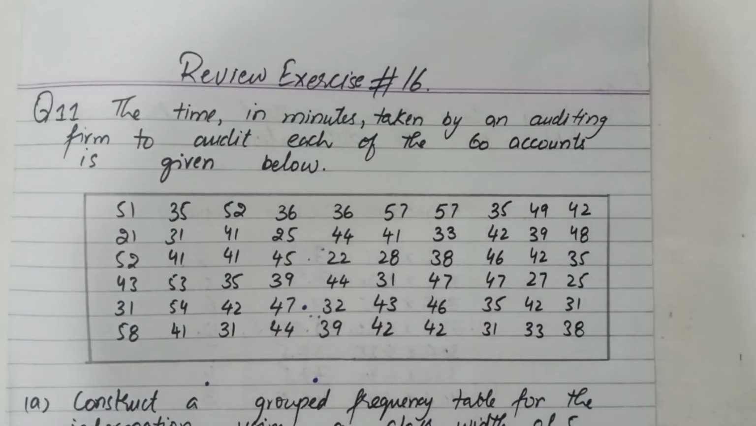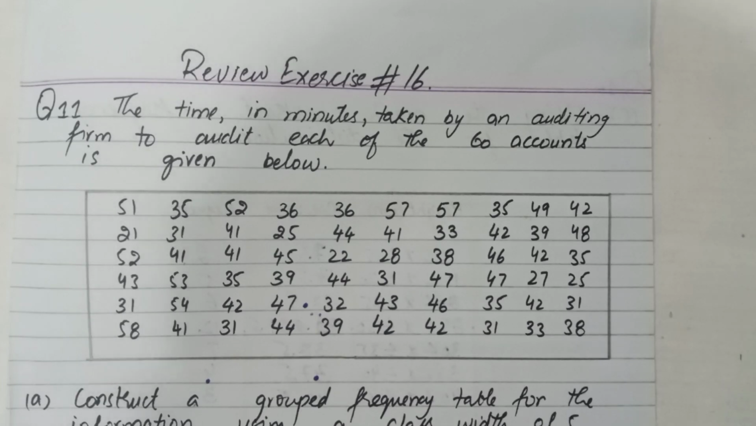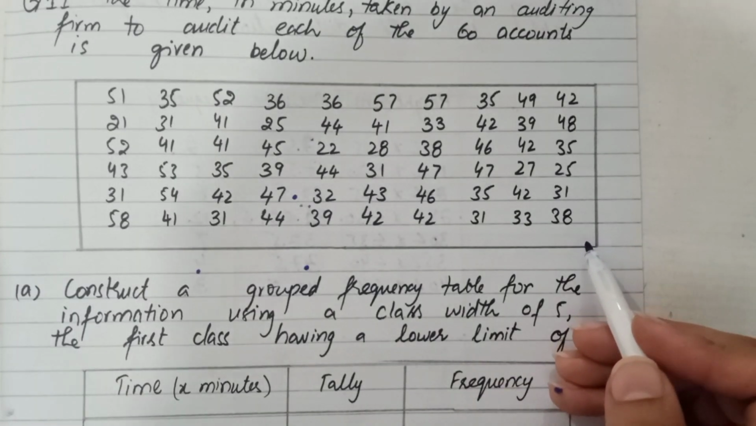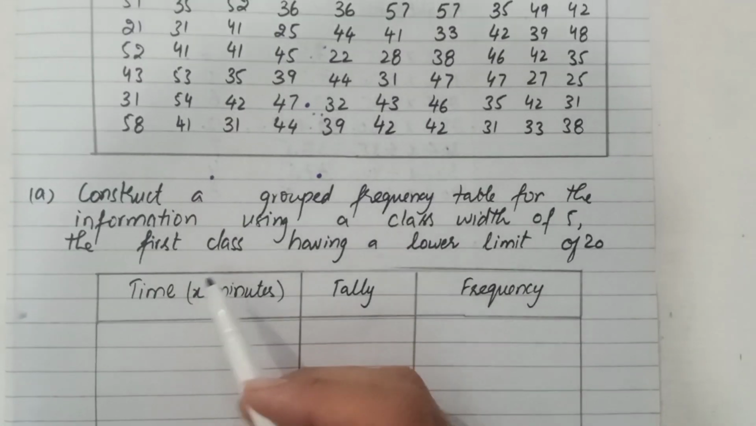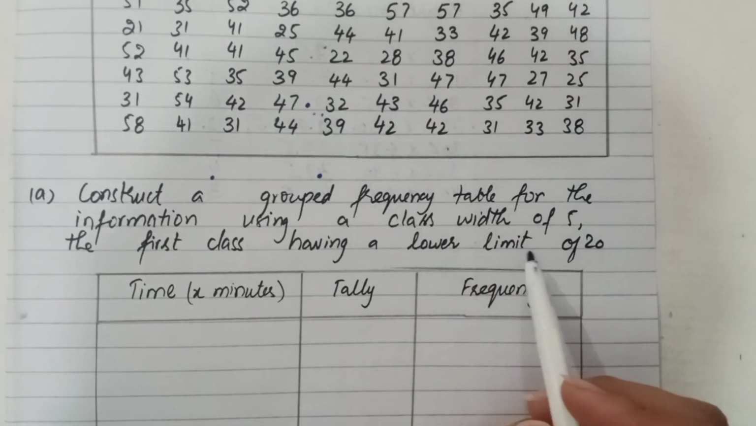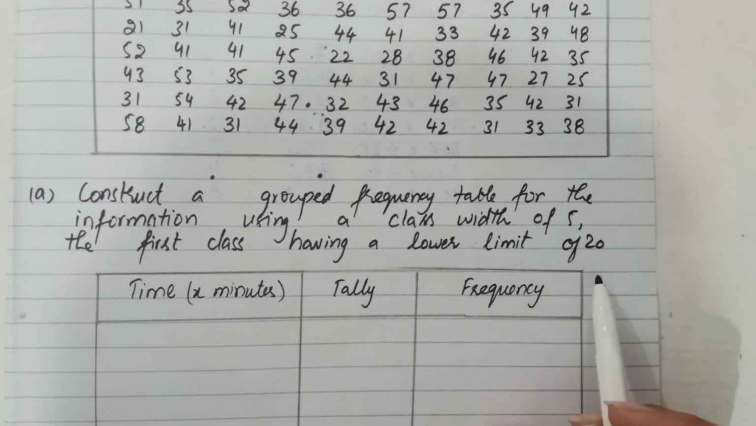Now students, question number 11: the time in minutes taken by the auditing firm to audit each of the 60 accounts is given below. These are the 60 accounts. This data is provided in this question, and for part 1, construct a group frequency table for the information using a class width of 5. The first class has a lower limit of 20.